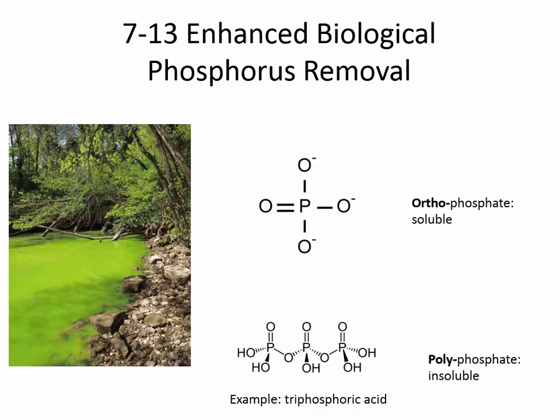So what I want you to understand is the difference between orthophosphate and polyphosphate. Orthophosphate is the soluble version of phosphate. It's just when phosphate isn't connected or bonded with anything else. And what you can see is that phosphorus is connected to 4 oxygens here. It's PO4 3-. So there are 3 oxygens that have just a single bond with the phosphorus, and then one of the oxygens has a double bond with the phosphorus.